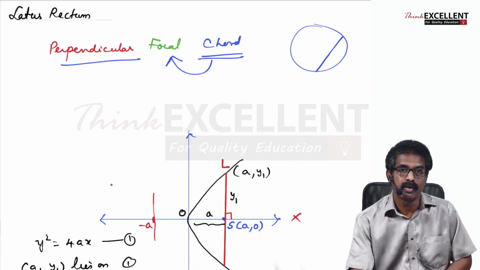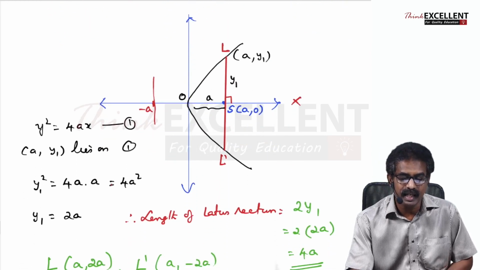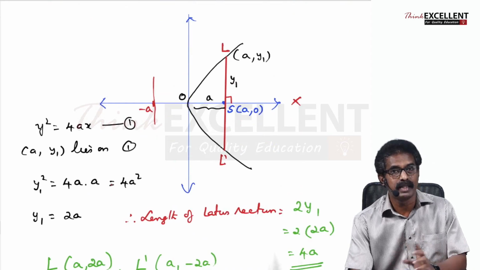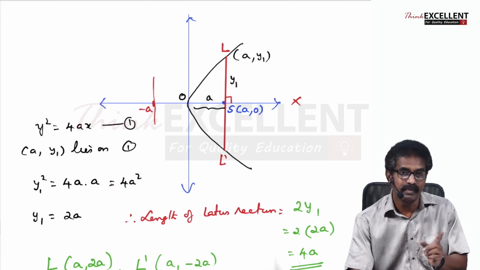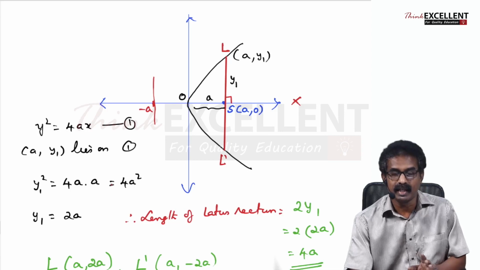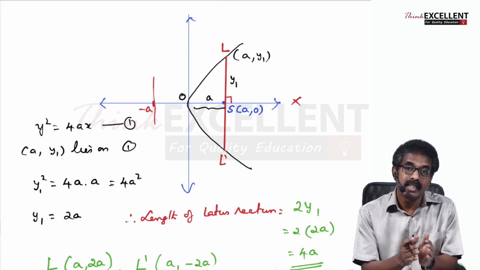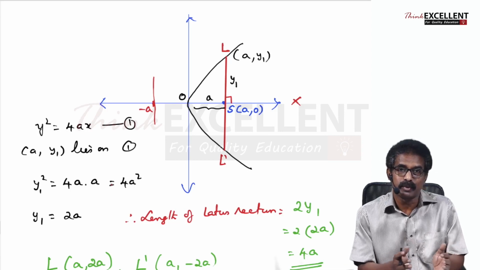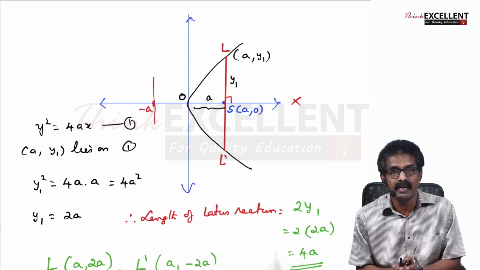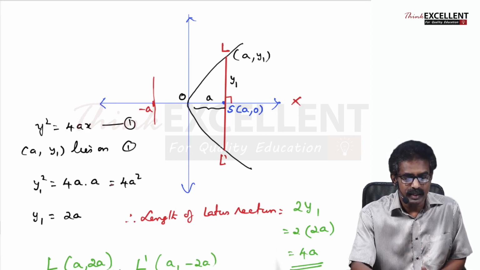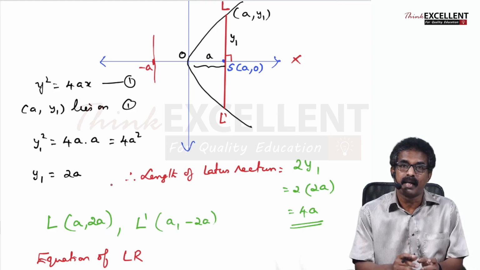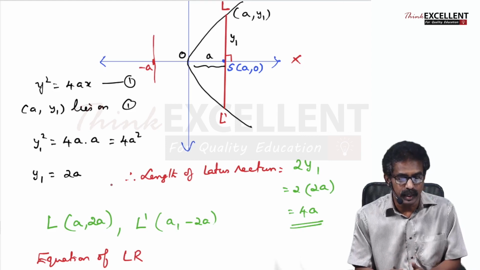It is a perpendicular focal chord. The length of the latus rectum for a parabola, for an ellipse and hyperbola, has a different formula, but the definition remains the same. So the length of the latus rectum is 4a. Sometimes in the exam, a question will ask for the length of the semi-latus rectum. The semi-latus rectum is half of that, so it is 2a, right? Then the end points of the latus rectum are (a, 2a) and (a, -2a).